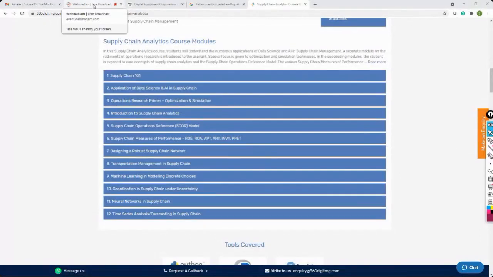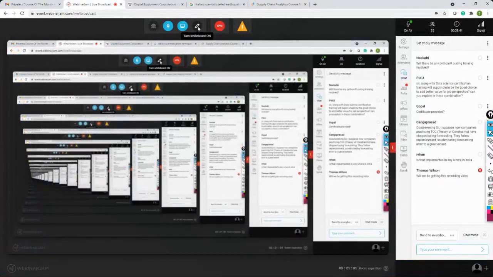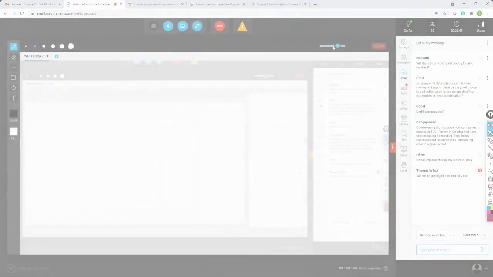Now I want to spend some time answering your questions. So let me go to the whiteboard and look at certain questions. Ganga Prasad says: I suppose new companies practicing theory of constraints have stopped using forecasting; they follow replenishment, eliminating forecasting error. Oh my God. Forecasting is being futuristic, Ganga Prasad. It's very heavily used. Companies have actually started making use of forecasting in a big way. Theory of constraints is a different concept altogether. That and this have no correlation.